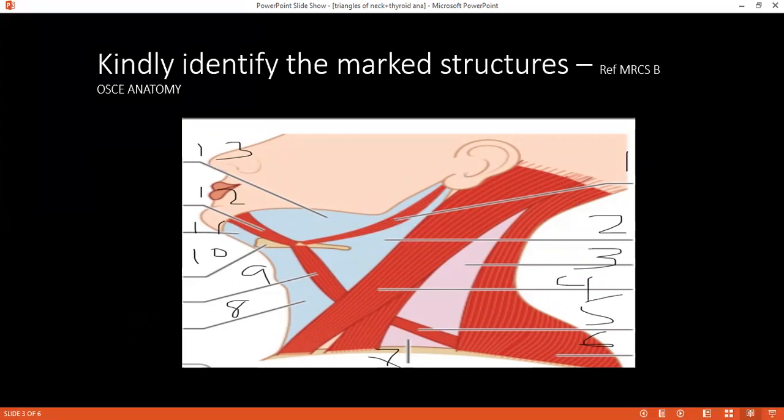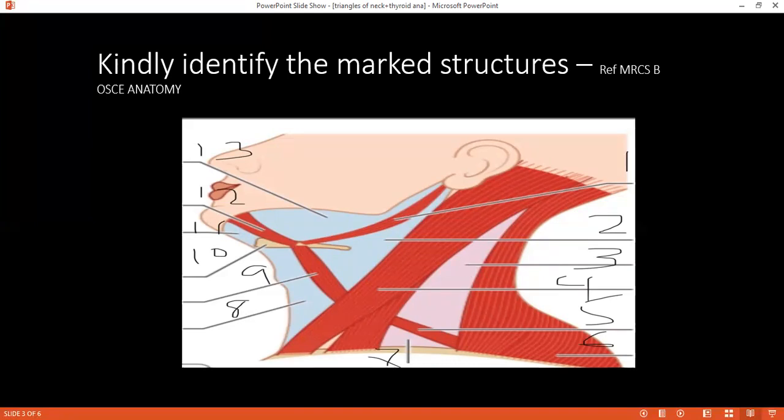In between 1 and 2, if you look closely, there is a space. What is that? The space in between these two is the digastric triangle. No, carotid triangle. Okay, that's the carotid triangle. What is 3 here? 3 is the posterior triangle, the superior posterior triangle.